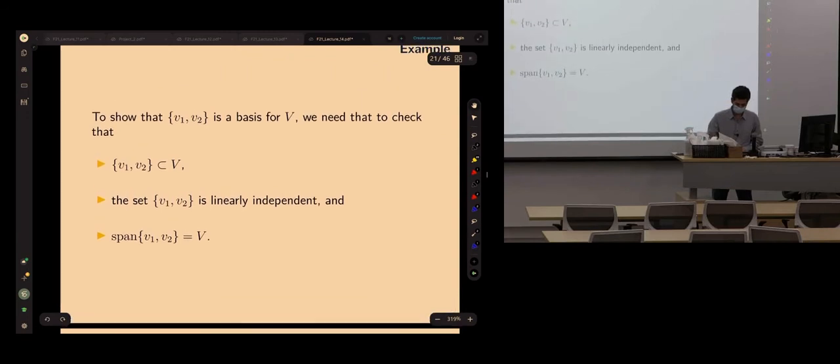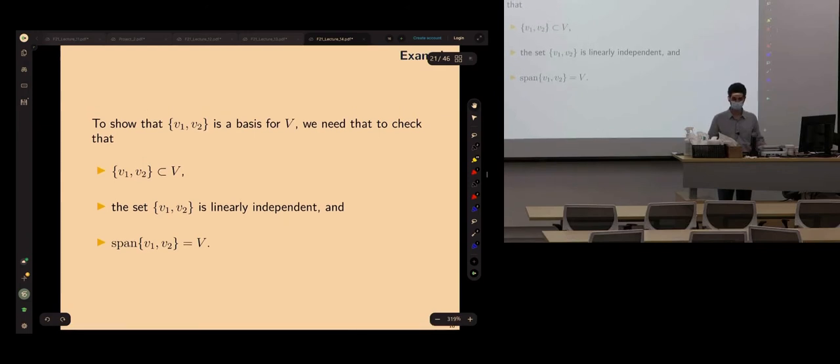Let's see. To show that a set of vectors, v1 and v2, is a basis for V, we need to check, first of all, that it is a subset of V. That means these vectors are part of that space to begin with, right? Then we need to show that they are linearly independent. Then we have to show that the span of these two vectors equals the subset. We need to show these three steps. Then we can say this set of vectors, v1 and v2, is a basis for V.